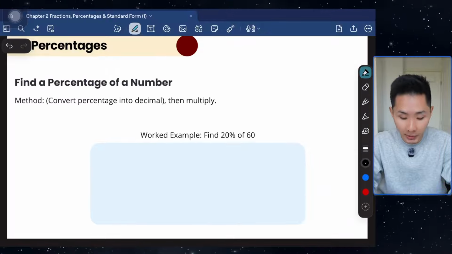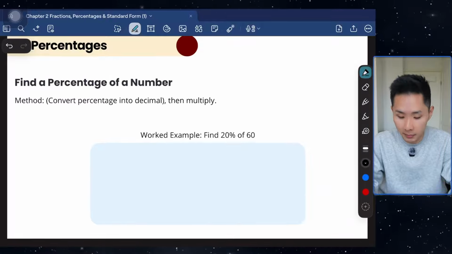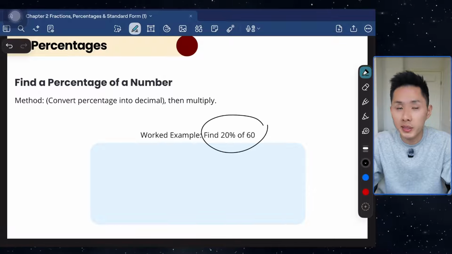So the next thing that you would be asked to do is to find the percentage of a number. For example, what is 20% of 60?